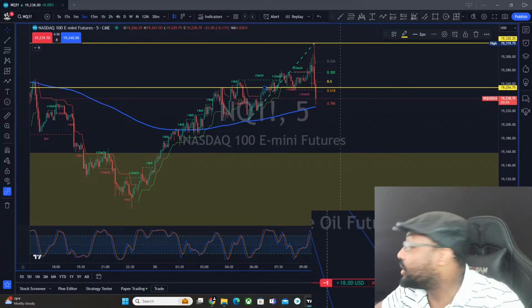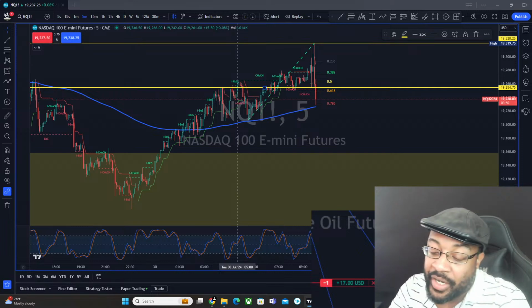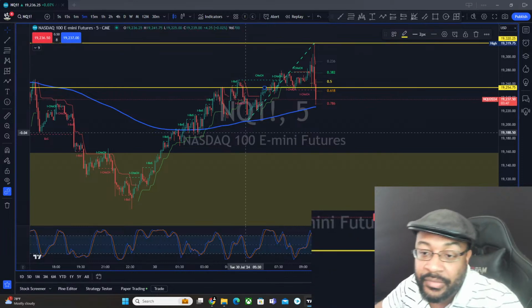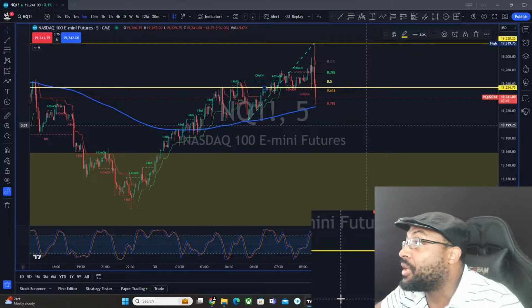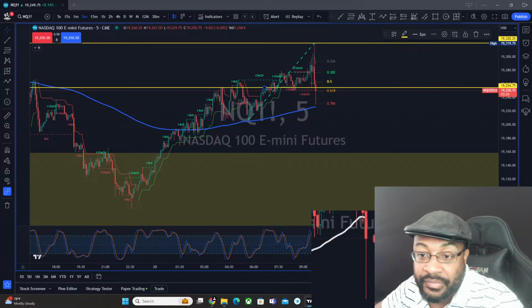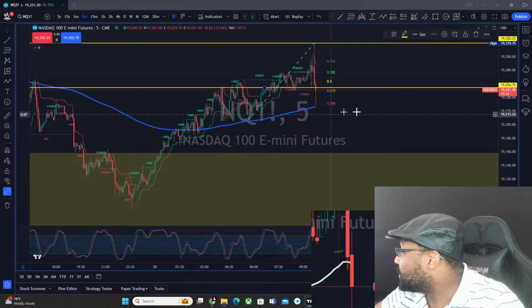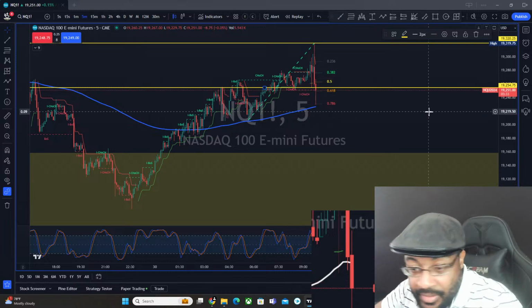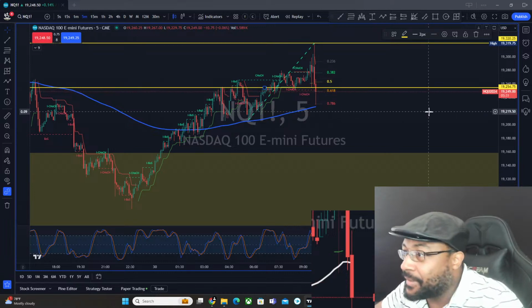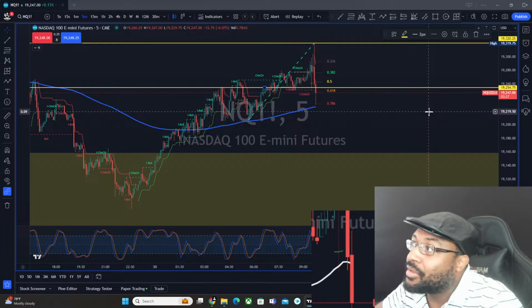Okay, about 16 bucks is working its way. It's trying. I haven't taken a position in NQ yet. I want a solid 5 minute close out of there. That's gonna be the tough one now.